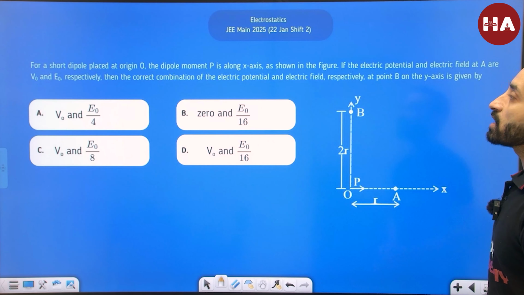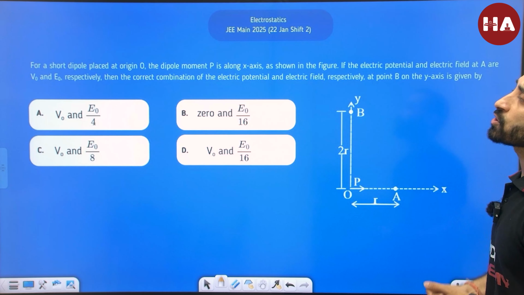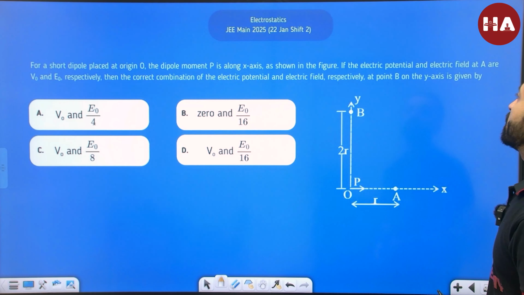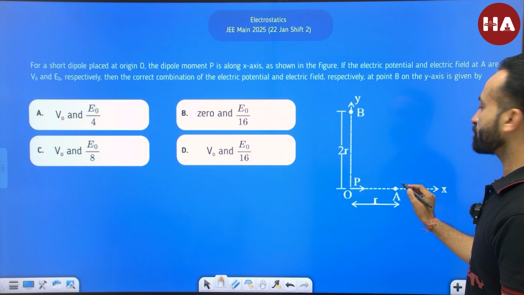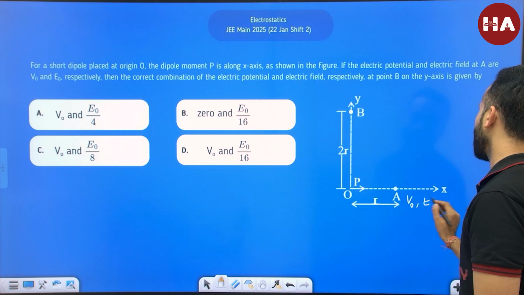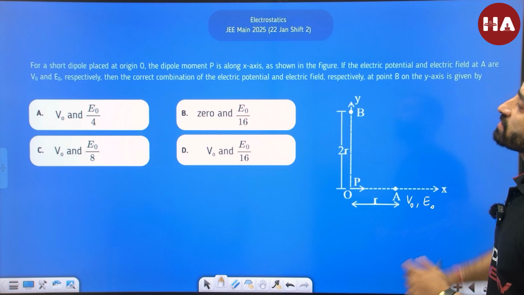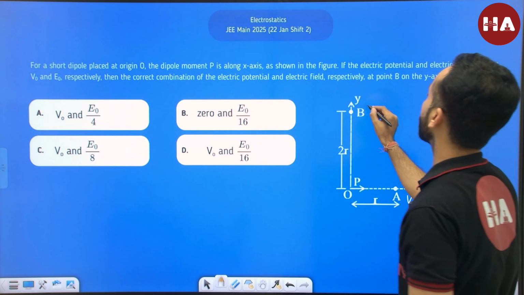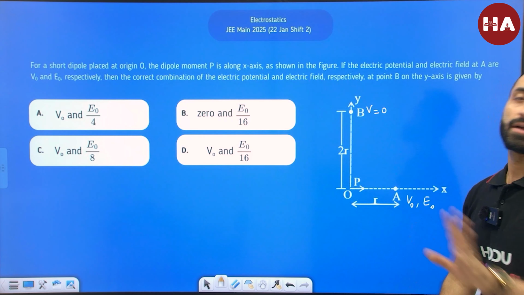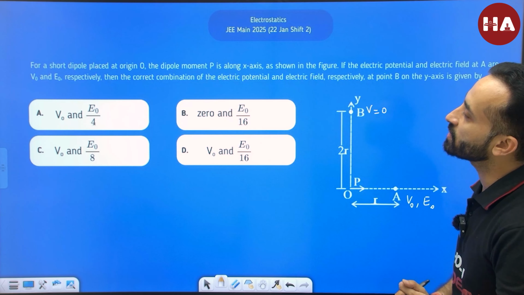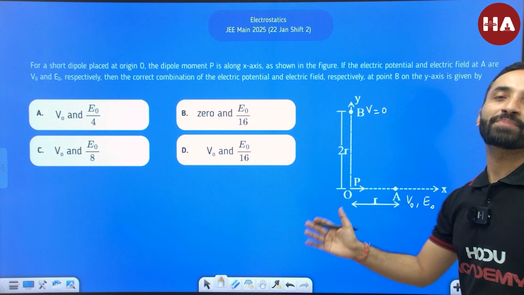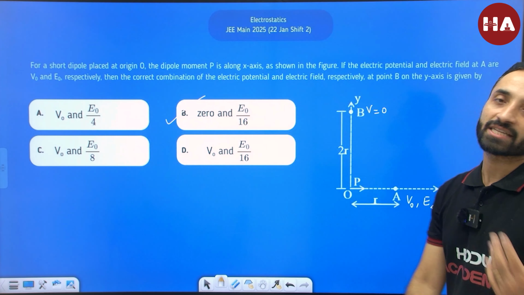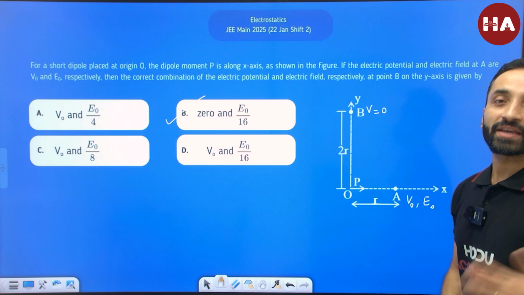Okay, so this is from 22nd January shift 2. For a short dipole placed at origin, the dipole moment is along the x-axis, as we may see. If electric potential and field at A are V0 and E0, then what is the correct combination of electric potential and field at B? So B now becomes the equatorial point. At equatorial point, we do understand that potential is always 0. So we will only choose the options which have V0. In fact, that is only in option B. So we already know the answer, that it's going to be B, because none of the other options has potential 0, right, students? So that is a very easy question now.